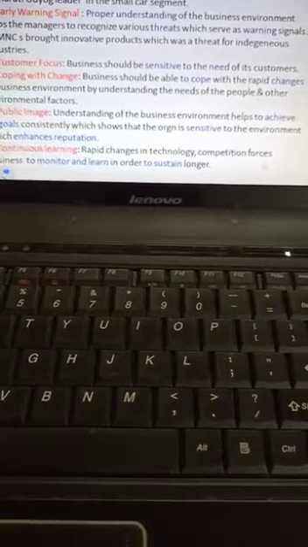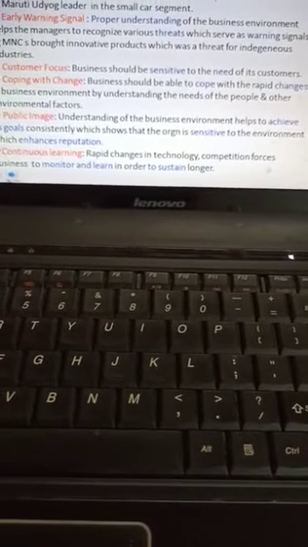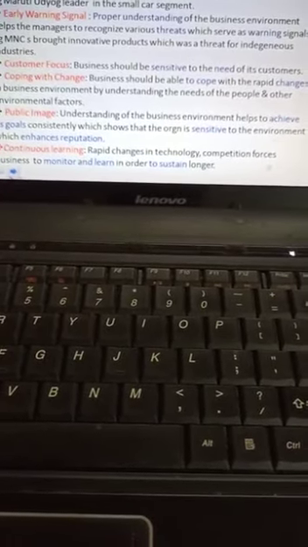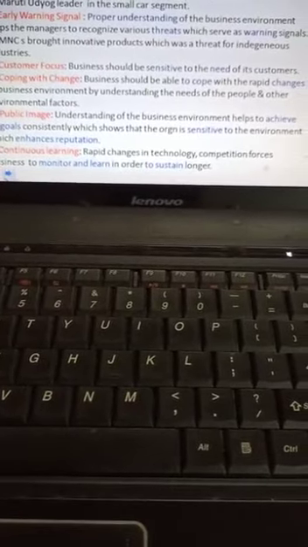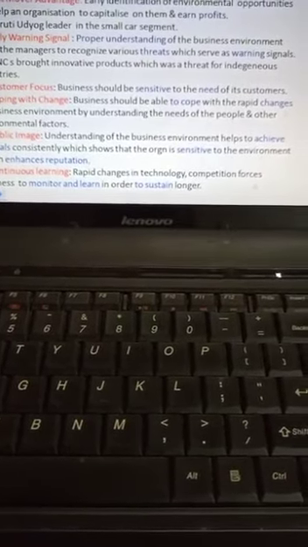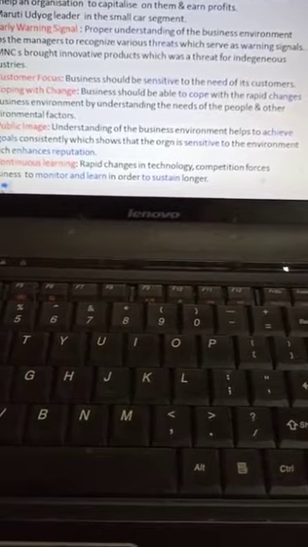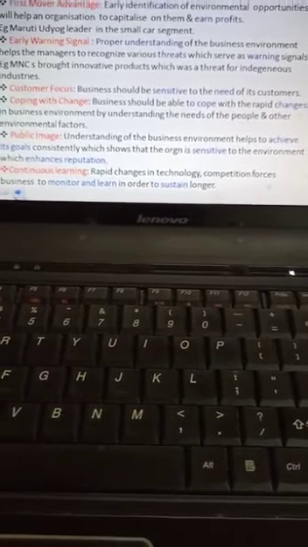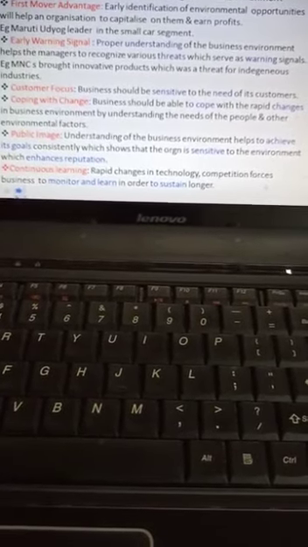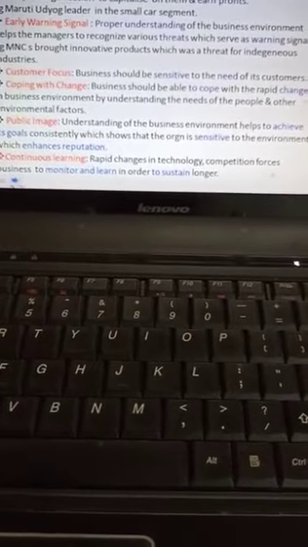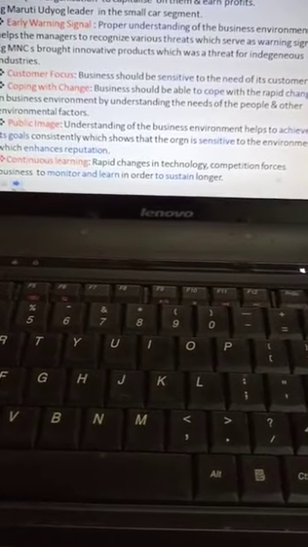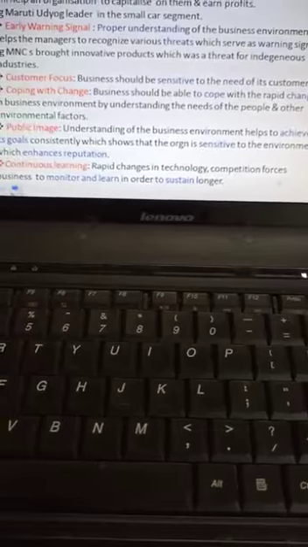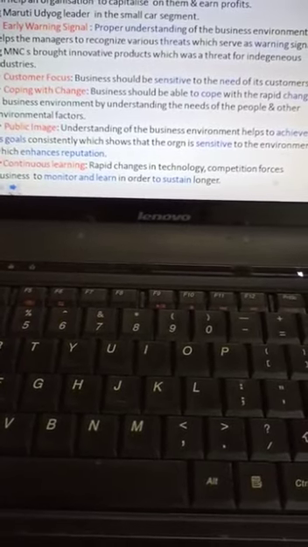Business should be sensitive to the needs of its customers, as this is an era of customer orientation. Coping with change: a business should be able to cope with the rapid changes in the business environment by understanding the needs of the people and other environmental factors. The more sensitive they become, the better it is for the organization.